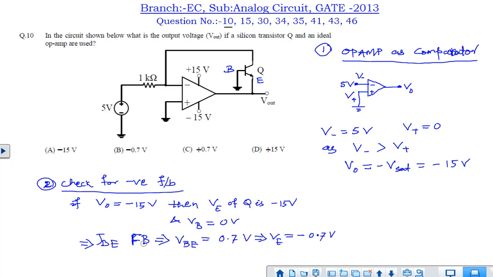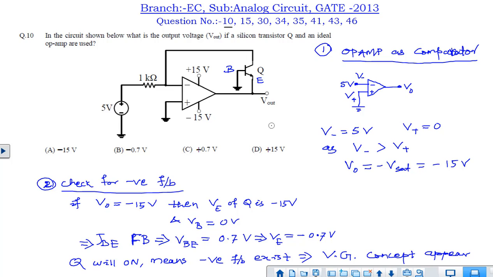So the junction will be forward biased, and once this junction is forward biased, the base-emitter voltage will be maintained at 0.7 volt. So the emitter potential will be at minus 0.7 volt.